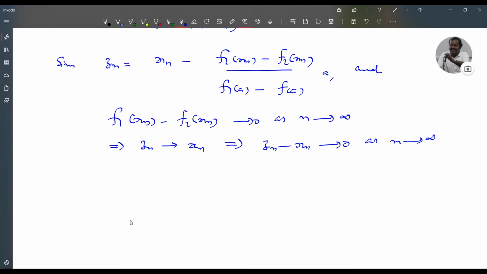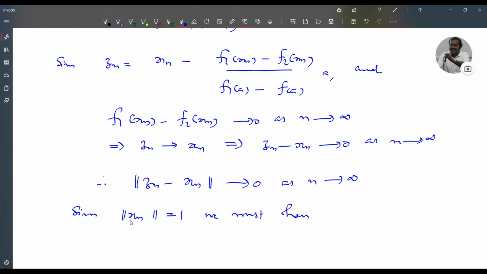Therefore, norm of Zn minus xn tends to 0 as n tends to infinity, and since norm of xn equal to 1, we must have norm of Zn equal to 1.